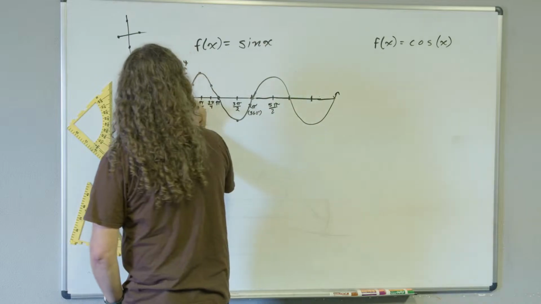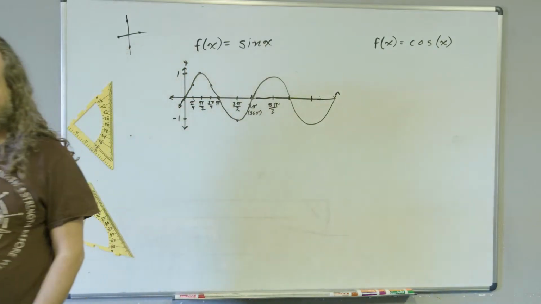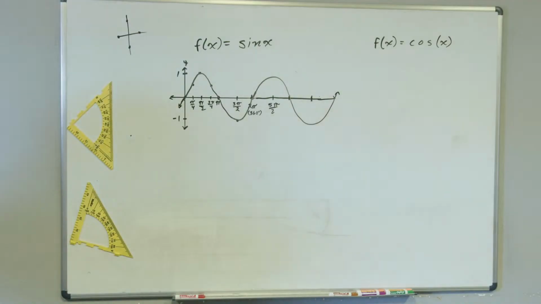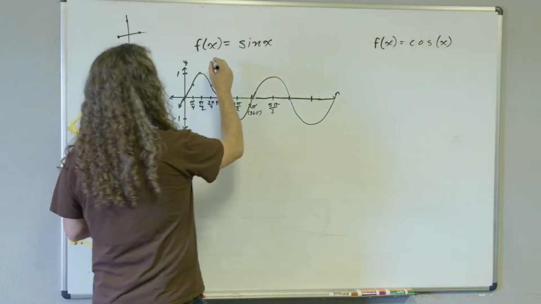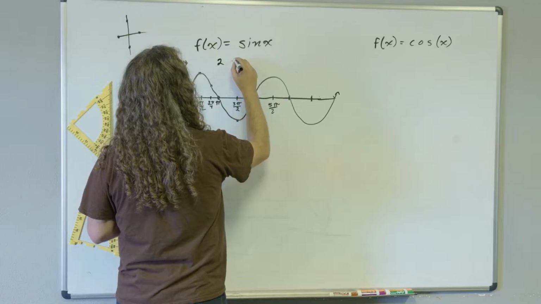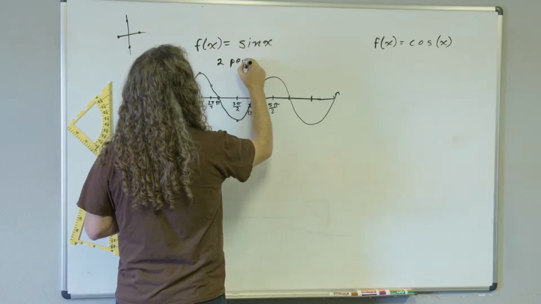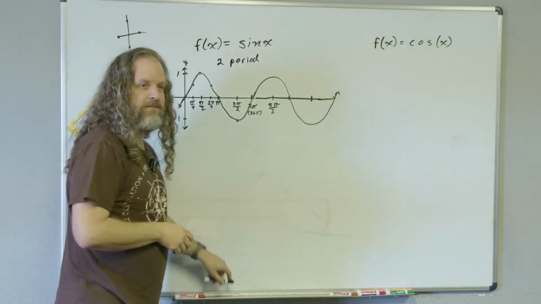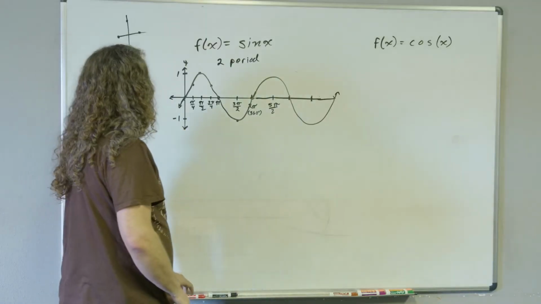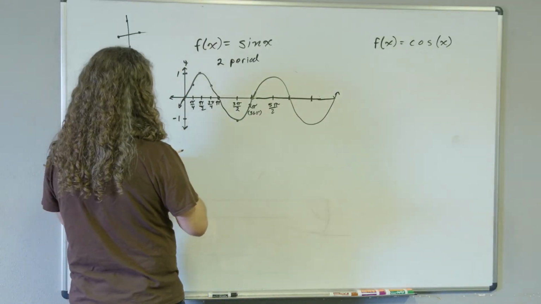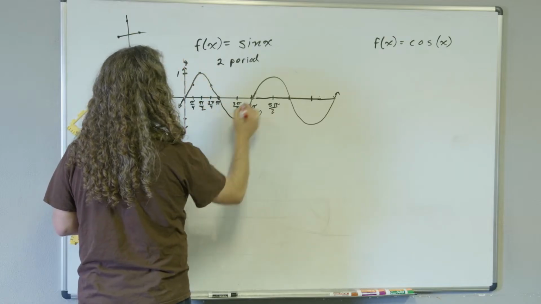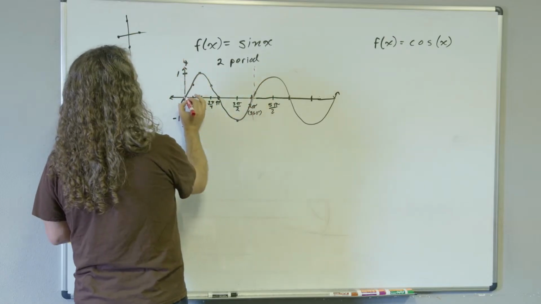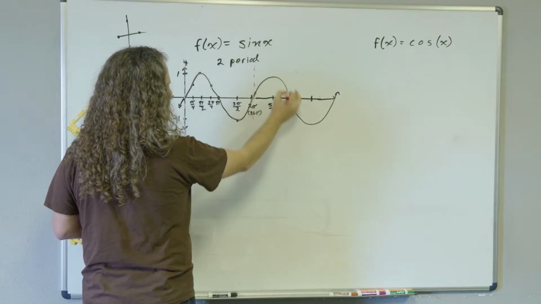What we have just drawn, by we I mean me, because it seems like most of y'all are doing nothing, is 2 periods of the sine function. So is a period every 2 pi? For sine, yes. It repeats every 2 pi. Starts here, and then it starts over at 2 pi.